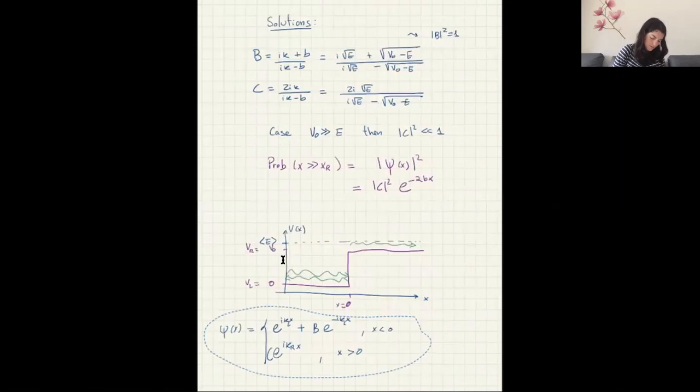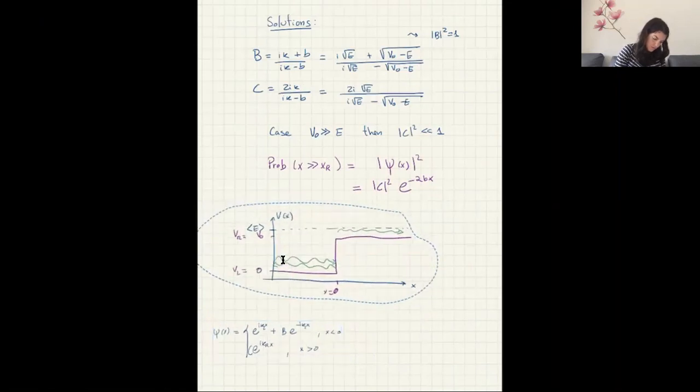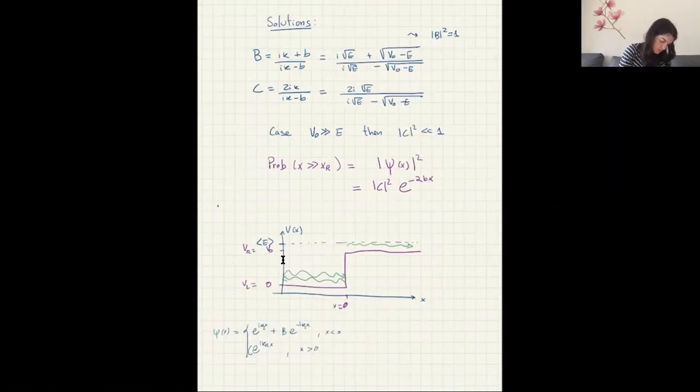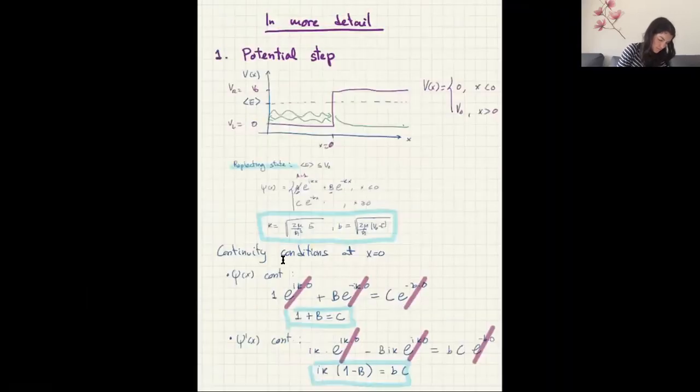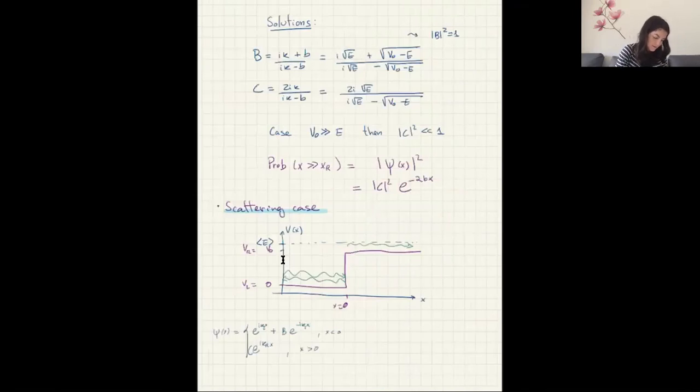We put it, let's make some room here. This was the reflecting case, and this is the scattering case, which means E larger than V0. Then, so we have, k left is this, and k right is this, but wait here. We saw that E is larger than V0. E minus V0. Okay.